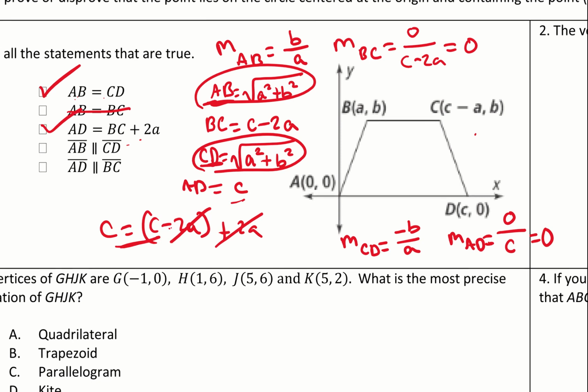Is AB parallel to CD? Well, remember for it to be parallel, the slopes have to be equal. The slope of AB is b over a. The slope of CD is negative b over a. They're not equal. So we are not going to check that.